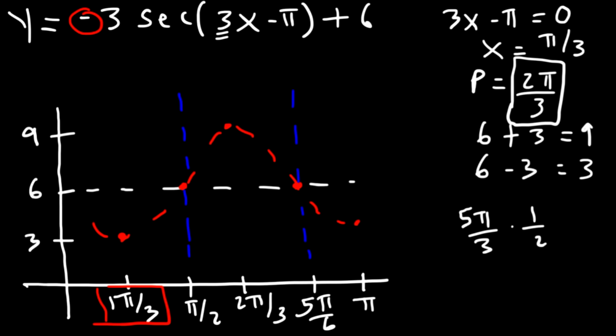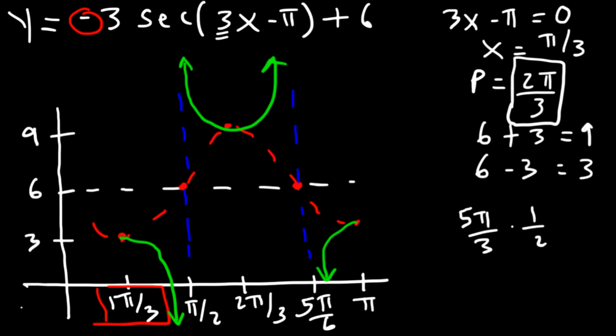So now let's graph the secant. On this side, it's going to go this way. In the middle, it's going to look like that. And on the right side, that's how it's going to be. And so that's how you can graph just one cycle of this particular secant function.